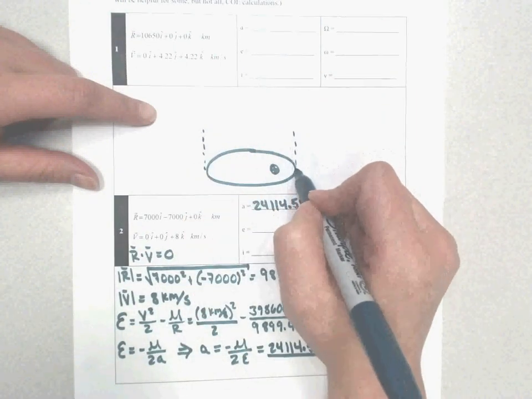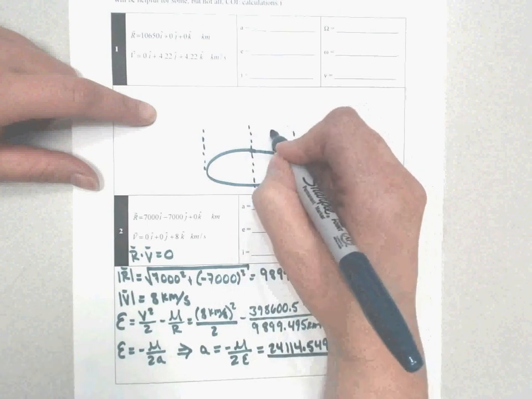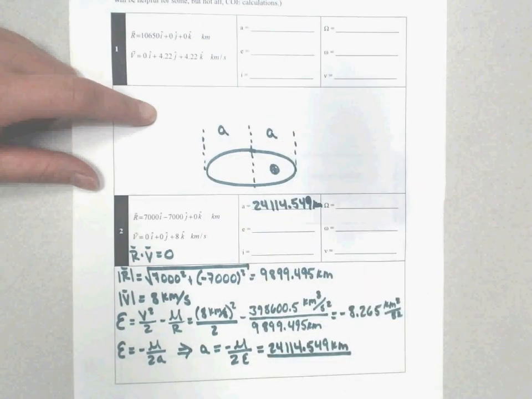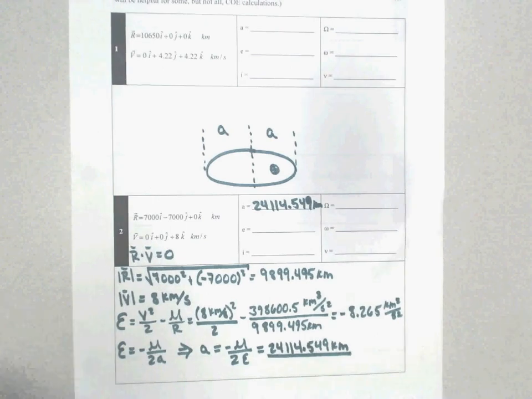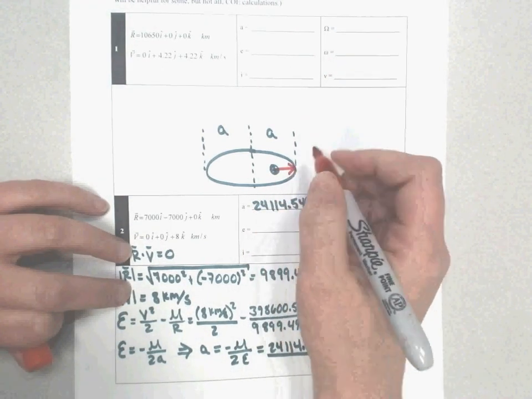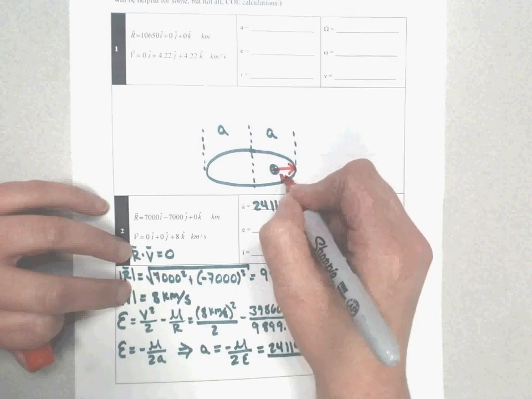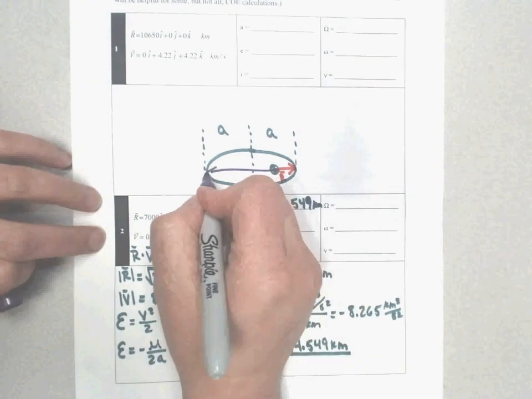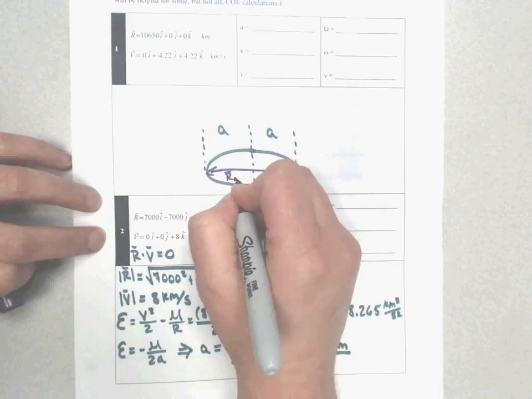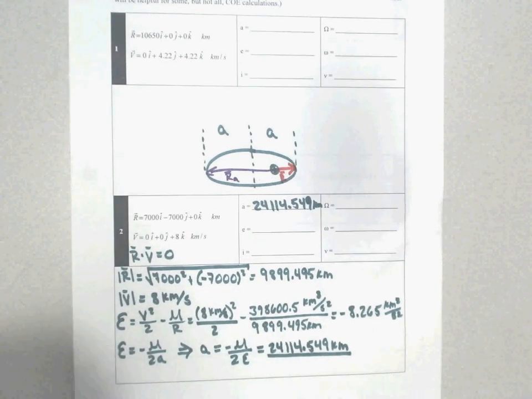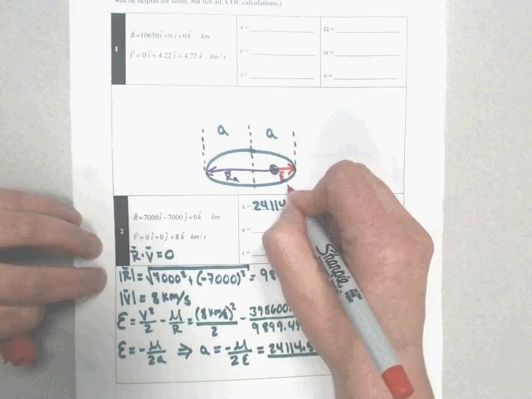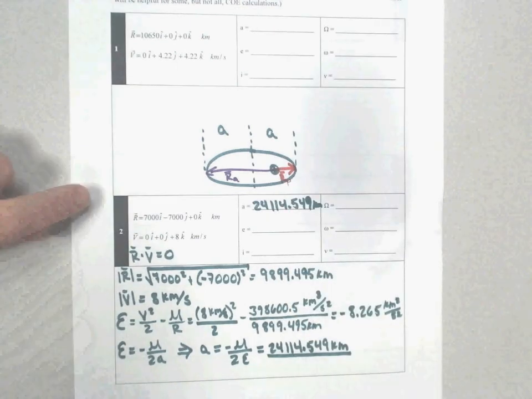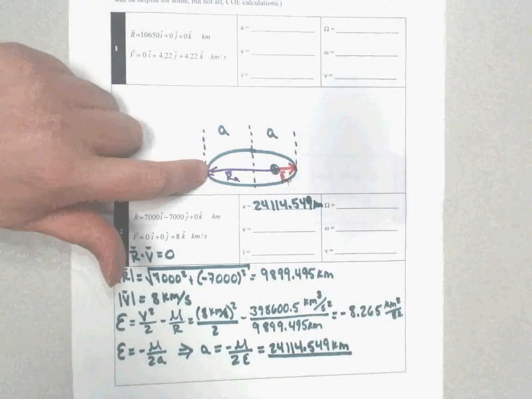And we know that this is A and this is A, right? If I'm at perigee, that's my R. And let's use another color here. If I am at apogee, that's my R. So that's R of apogee, where this one is R at perigee. We know we're at perigee because we're closest to the Earth. Here we know we're at apogee, we're furthest from the Earth.